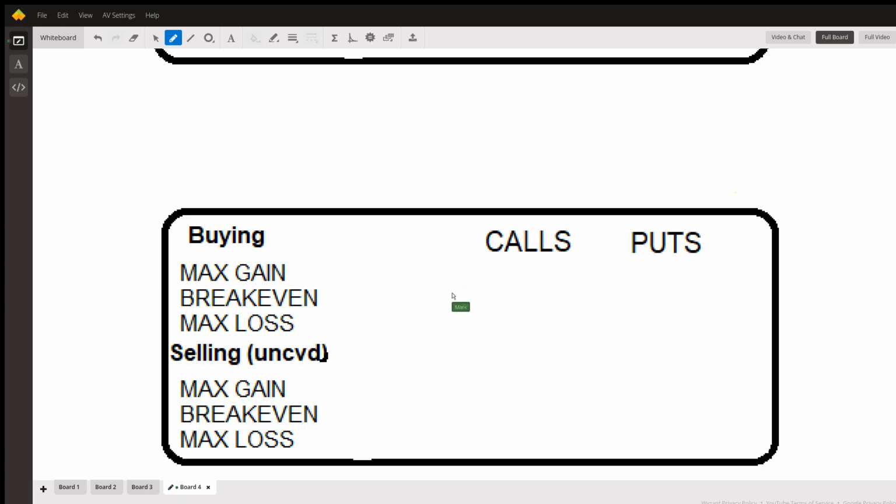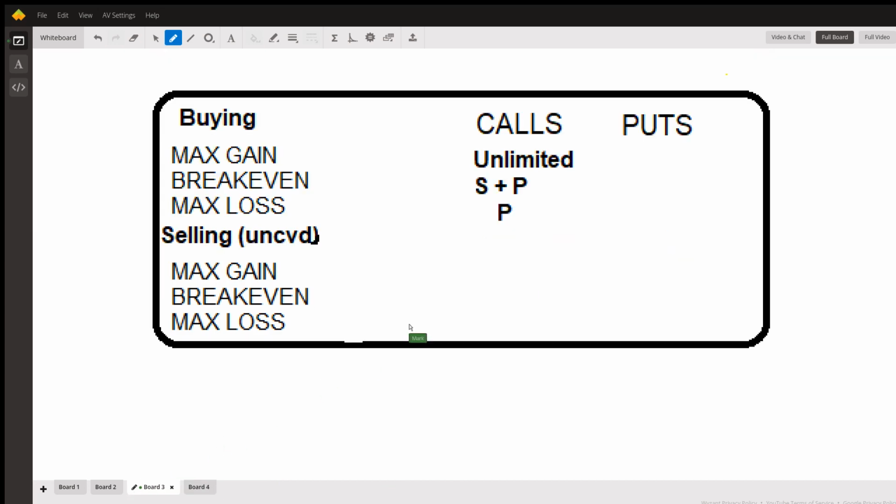Now, one way to get the maximum gain, the break even, and the maximum loss for calls is simply to memorize the formulas. The max gain when buying calls is unlimited. The break even is the strike price plus the premium. The max loss is the premium.